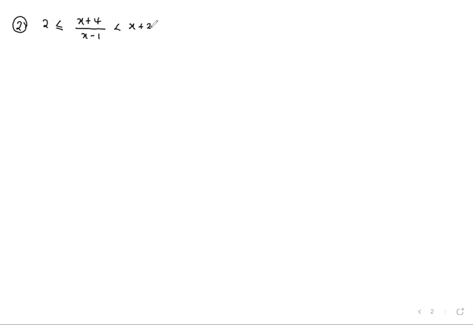So we are saying it's already in two pieces. Ours is just to separate 2 less or equal to x plus 4 over x minus 1, and x plus 4 over x minus 1 less than x plus 2. So we start with the first one.